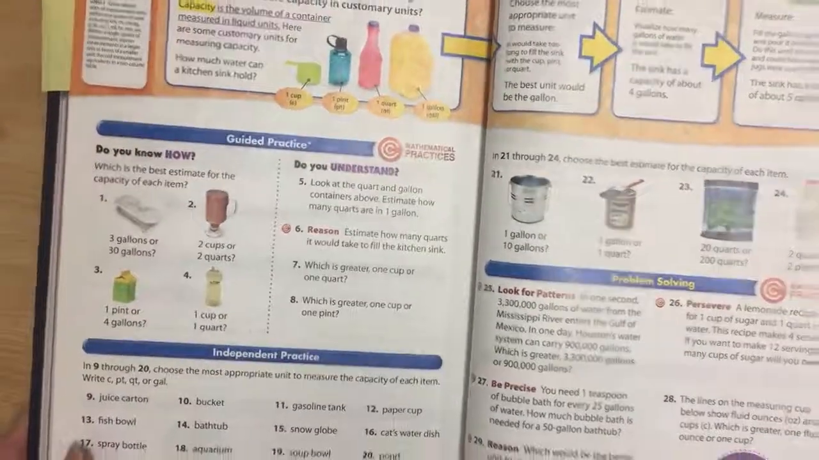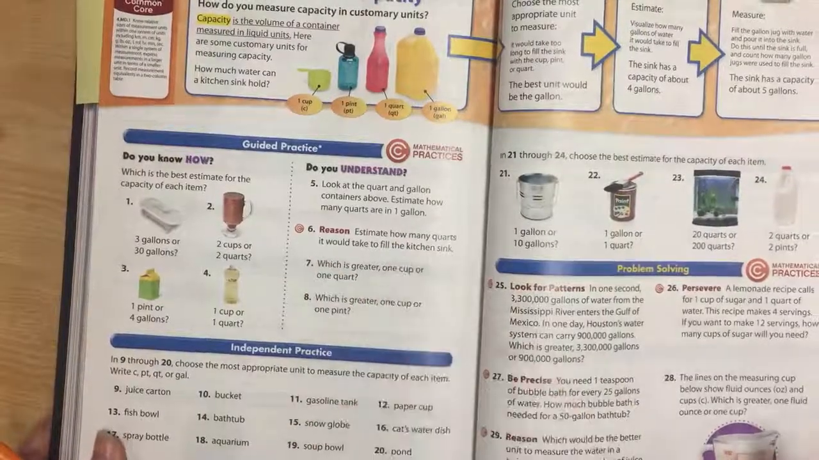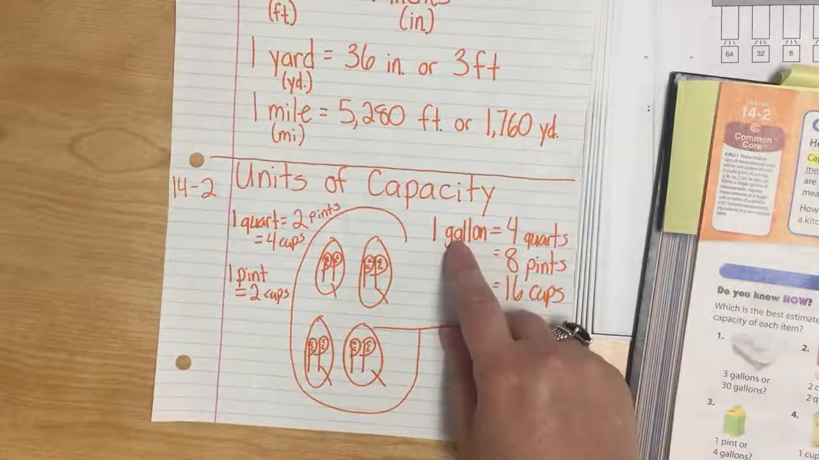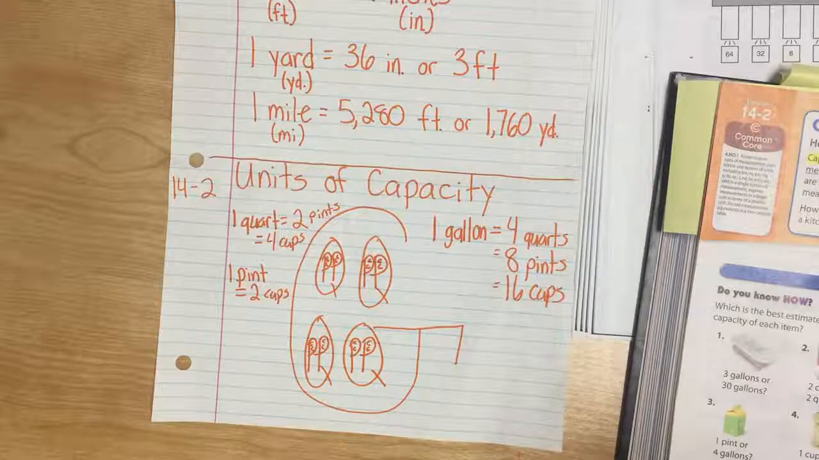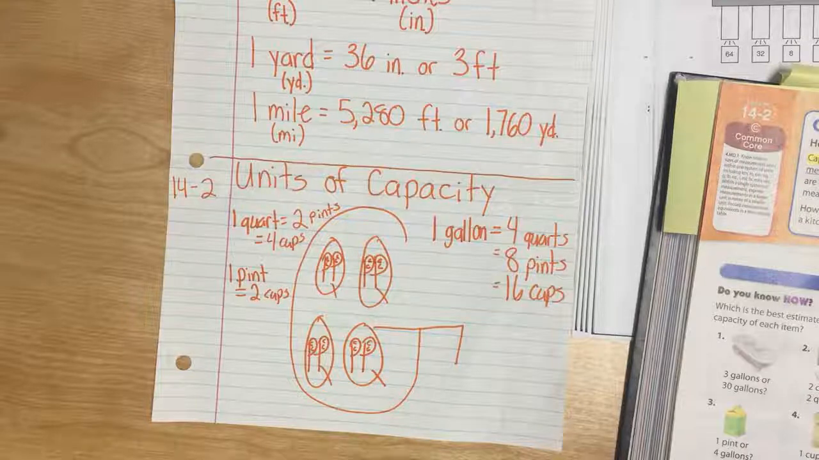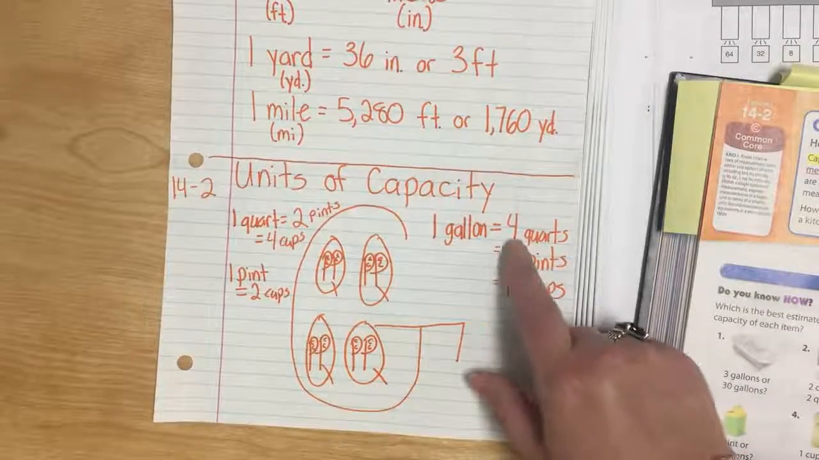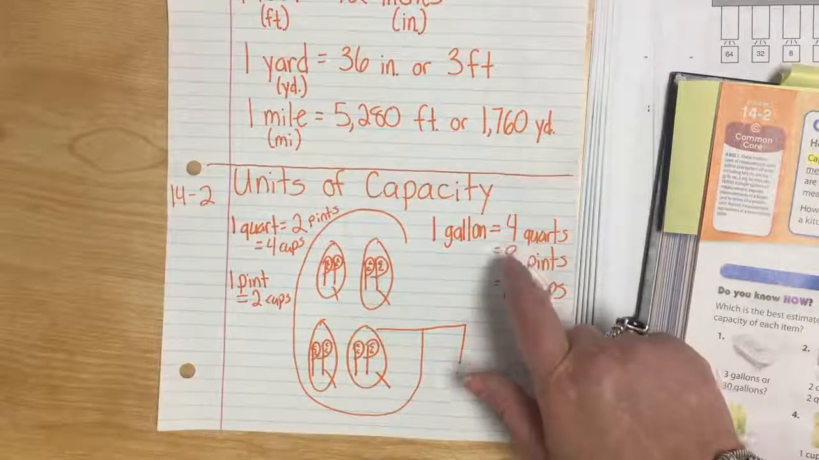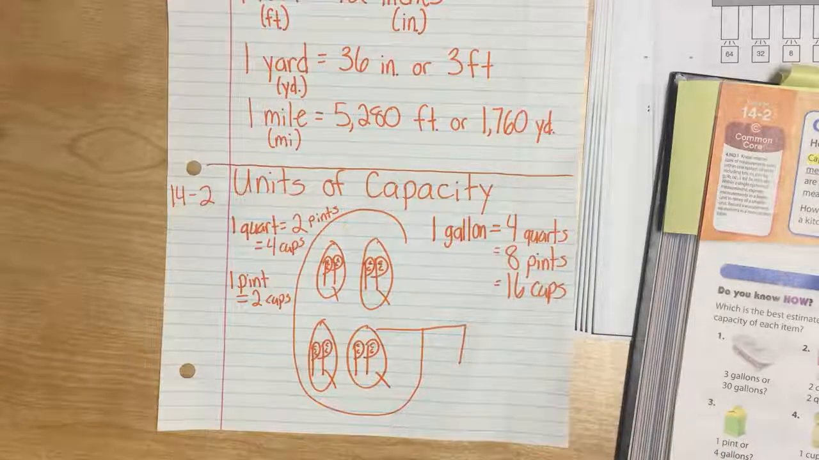it says, estimate how many quarts it would take to fill the kitchen sink. So a kitchen sink, well, let's see. 4 quarts are in a gallon. If I were to fill up my kitchen sink, I could probably empty maybe 3 or 4 gallons into it if I plugged it up and it would be full. If I were to have 3 or 4 gallons, how many quarts would that be? 4 times 3, 12 quarts. Or if it was about 4 gallons, 4 times 4 is 16 quarts. Now we're going back to multiplication.